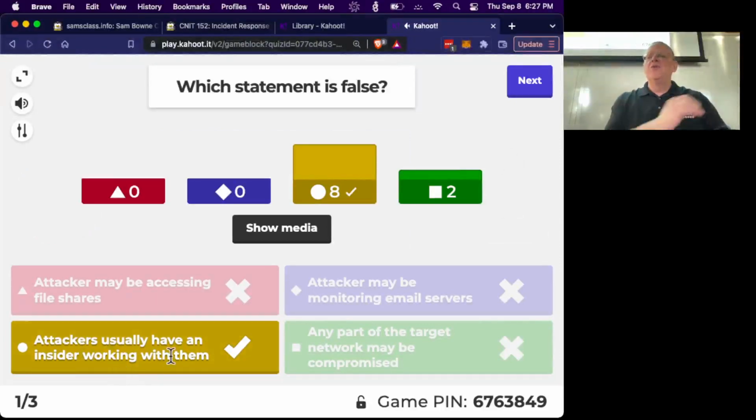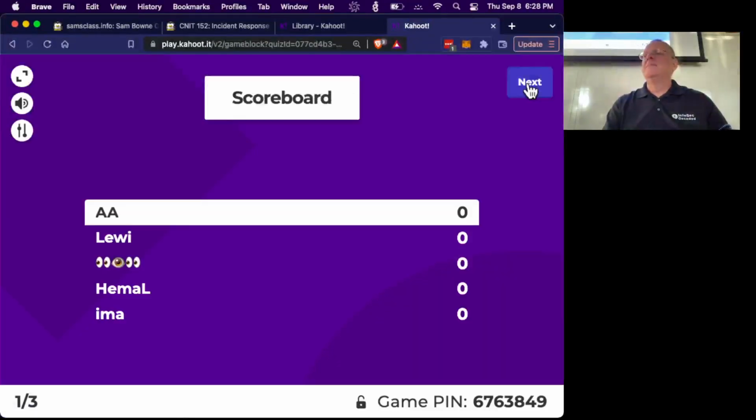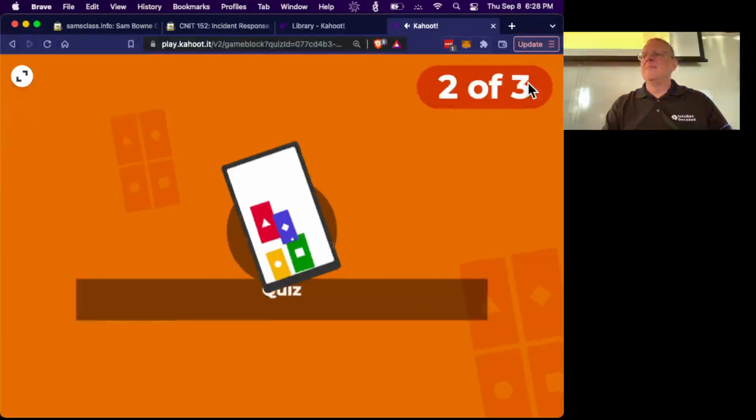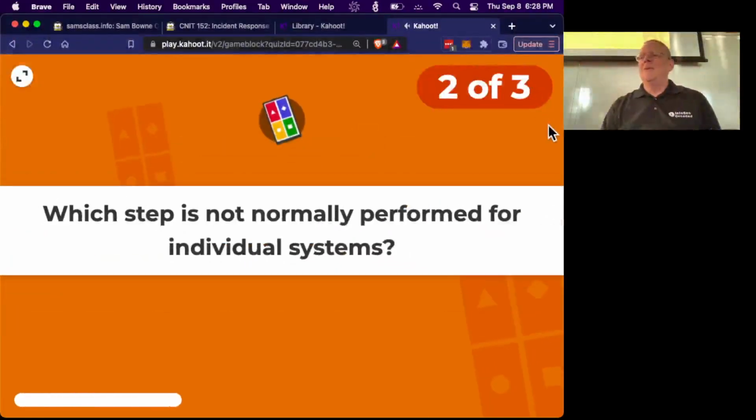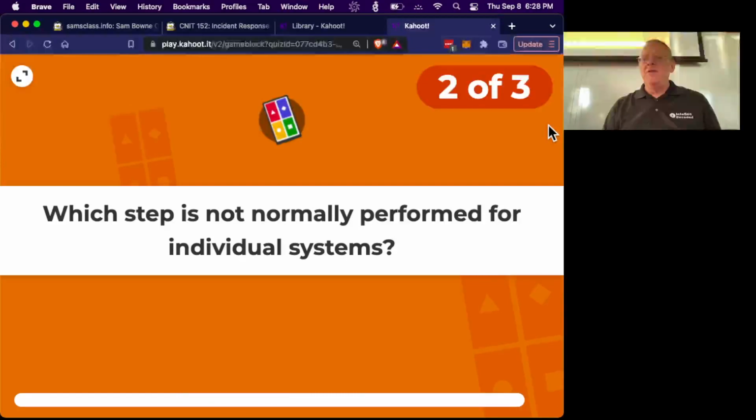Yeah, it's unusual for them to have an insider. It's not impossible, but that's not as common as these other activities. All right, which step is not normally performed for individual systems?